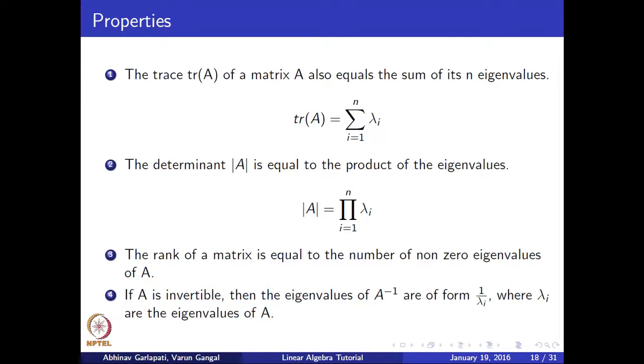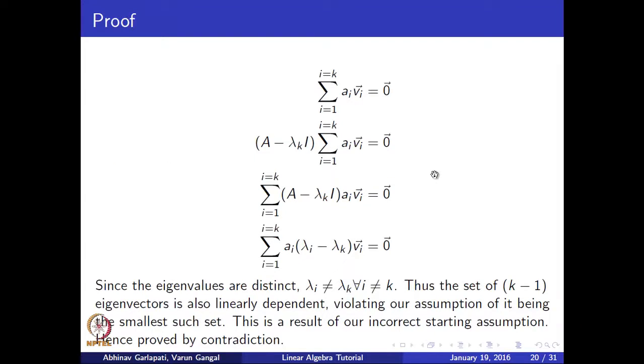Also, we can describe the eigenvalues of A inverse in terms of the eigenvalues of A, provided of course A is invertible. The eigenvalues of A inverse will be of the form 1 by lambda_i, where lambda_i is an eigenvalue of A. Now let's have a look at an interesting theorem about eigenvalues and eigenvectors. The theorem goes as follows. If a matrix has all its eigenvalues distinct, then its eigenvectors are linearly independent.